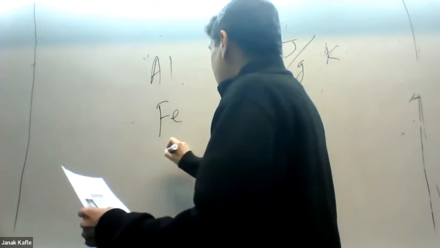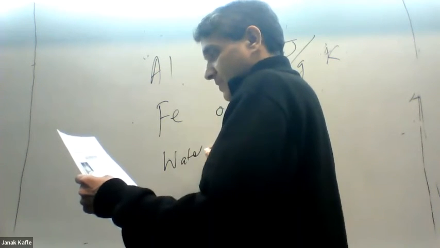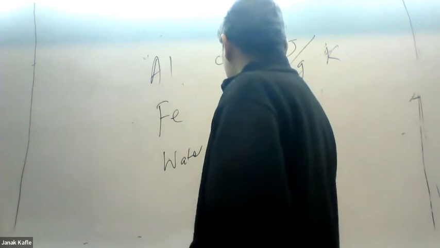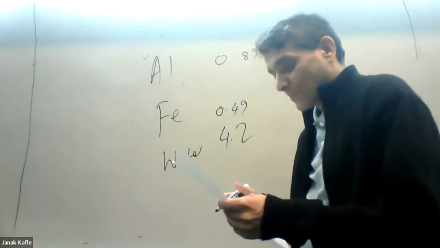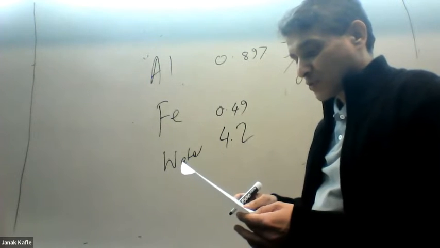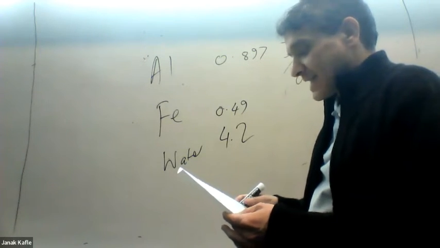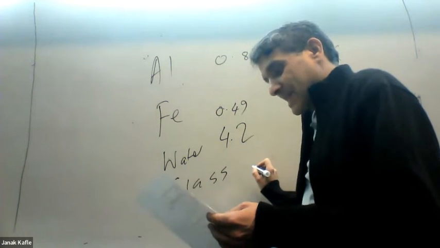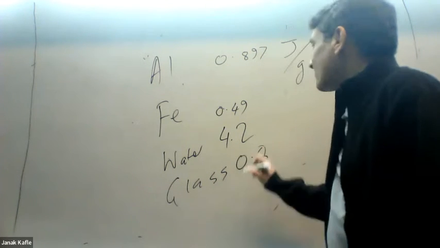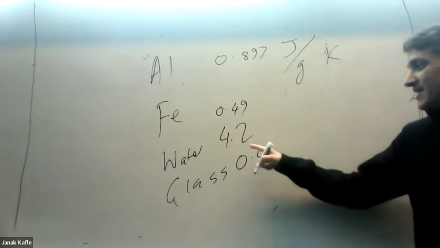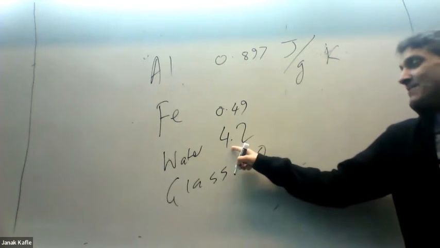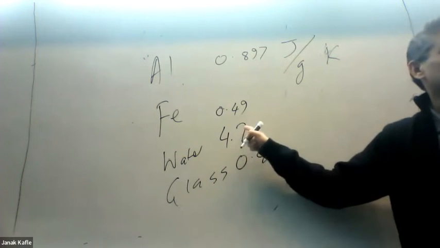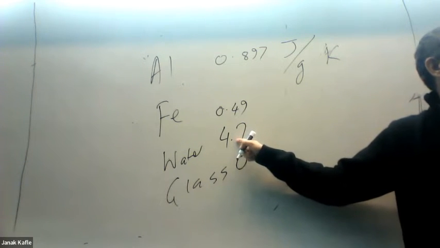And let's say water. Liquid water is 4.186, approximately 4.2. And let's take the last one, glass. The specific heat capacity of glass is 0.8. Look here. If you take 1 gram of water, you really have to give a lot of heat to change its temperature by 1 degree centigrade. You see that? 4.2. Yeah.